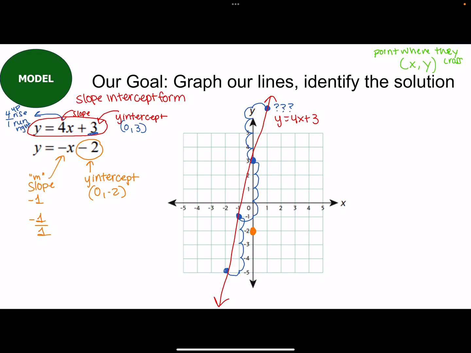So on my graph, this means I'm going to go down 1, right 1. So instead of my graph increasing, this is a negative slope, so it's going to be decreasing. So I'm going to go down 1 and then right 1. Down 1, right 1. Down 1, right 1. So you can see my graph is starting to go this direction. It's going down, unlike my red line.